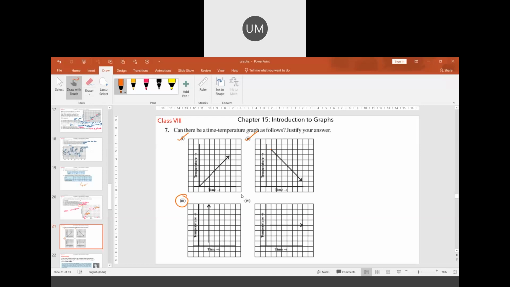The temperature cannot be equal at every time, sir. It may differ, sir. Temperature may differ. No, sir, it can be, sir. Temperature can be constant. In an air conditioned room, it can be, sir.